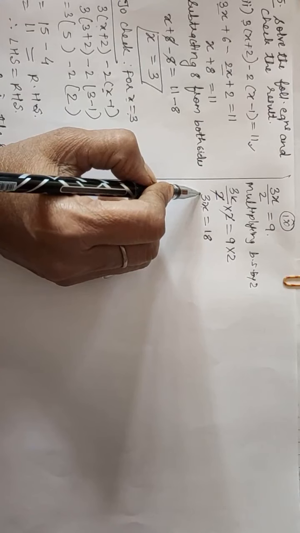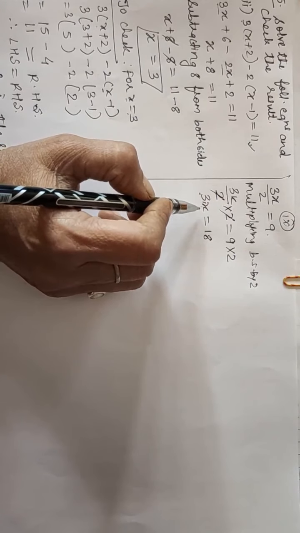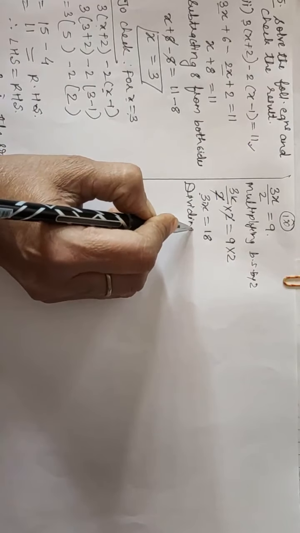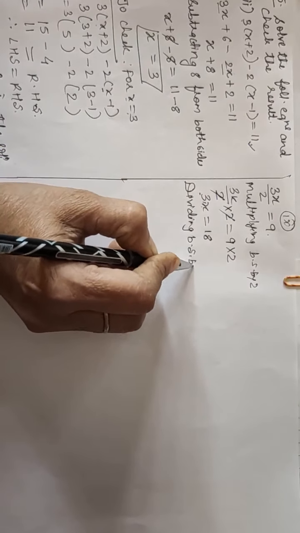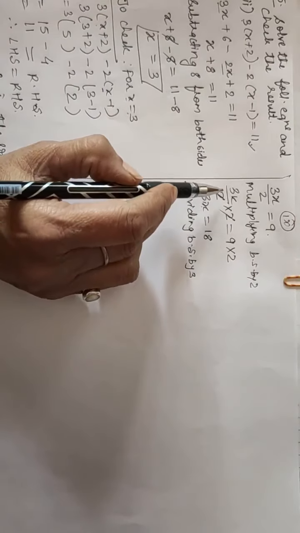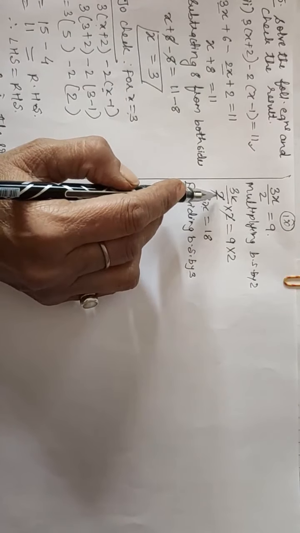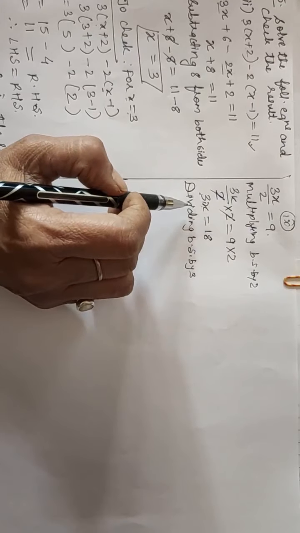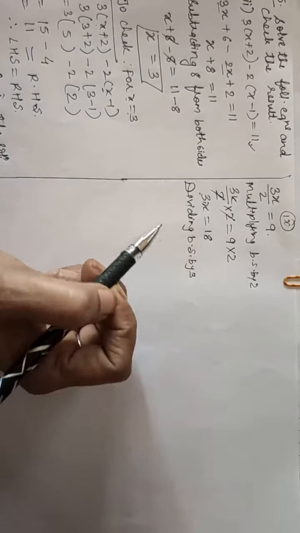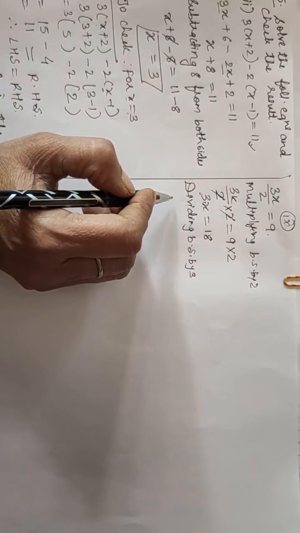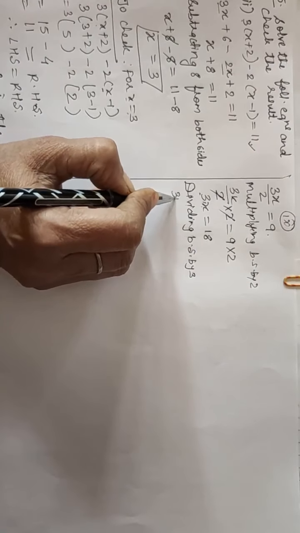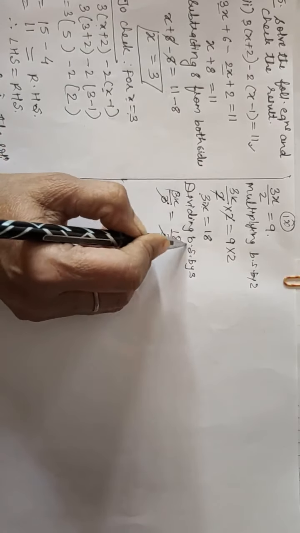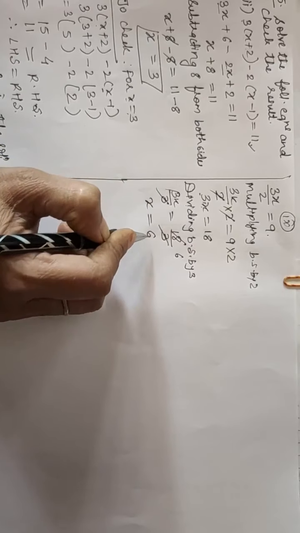So we have to write now, dividing both sides by 3. I already told you, if division is there, you have to multiply to eliminate the term, and if multiplication, you have to divide. If plus is there, minus, and if minus is there, you have to add. Okay, so 3x by 3 is equal to 18 by 3. 3 gets cancelled, and x is equal to 6.